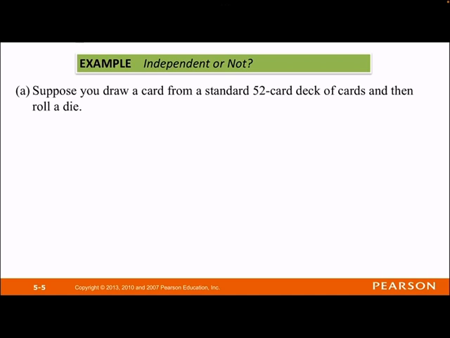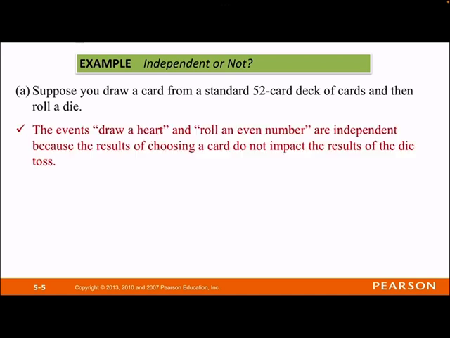The first few that we're going to do here are just to identify whether the events are independent or not. So does one event in any way, shape, or form affect the probability of your second event? Suppose you draw a card from a standard 52 card deck and then you roll a die. Would pulling your card have any effect on what you roll on your die? The events draw a heart and roll an even number are independent because the results of choosing a card do not impact the results of the die toss.